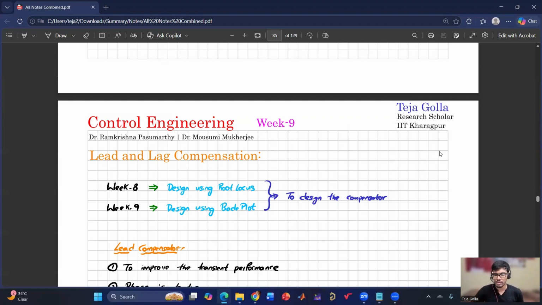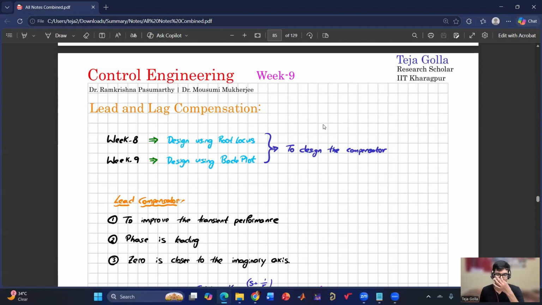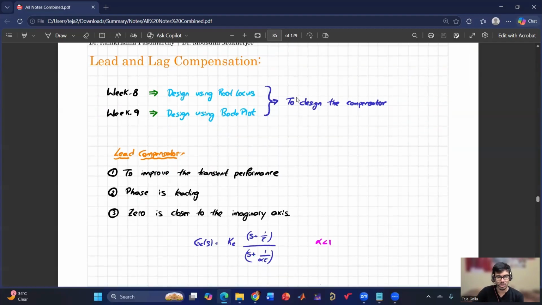Yeah. So this is week 9. Week 9 is about lead and lag compensation, or design using the frequency response, especially the Bode plot. The previous week it was root locus, and now it is Bode plot. So week 8 is about root locus, and week 9 is using the Bode plot.